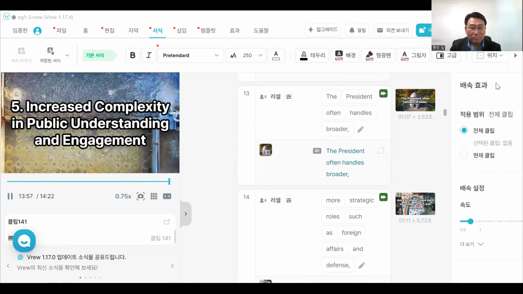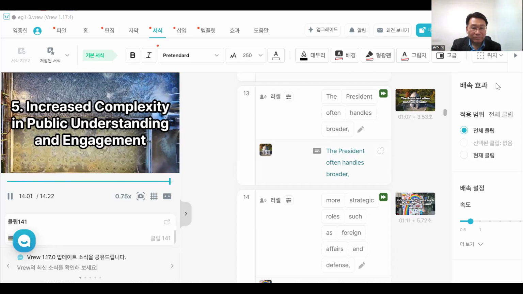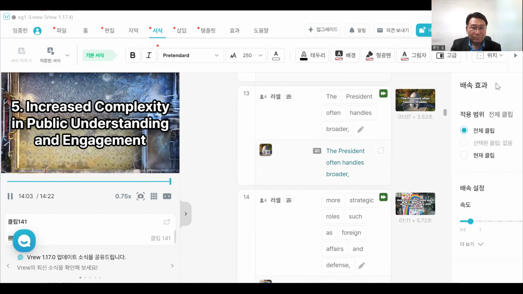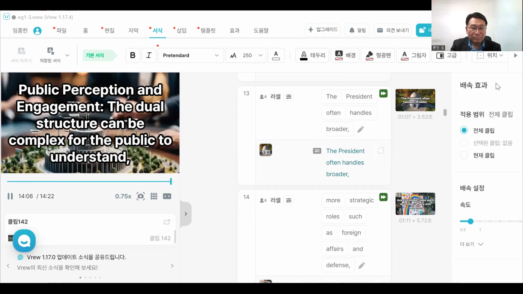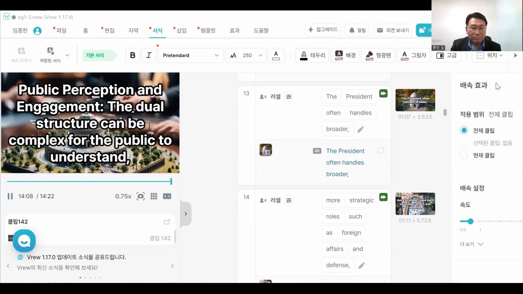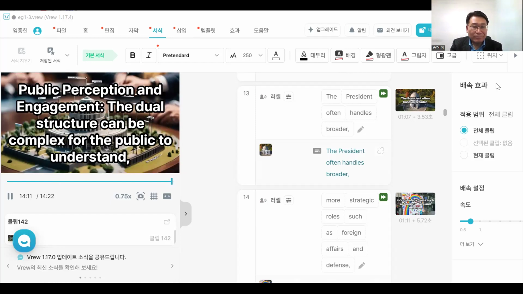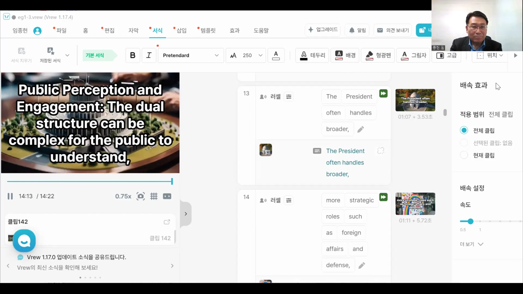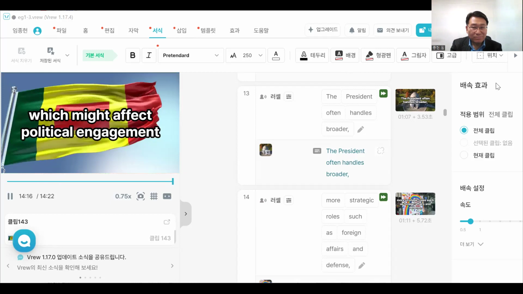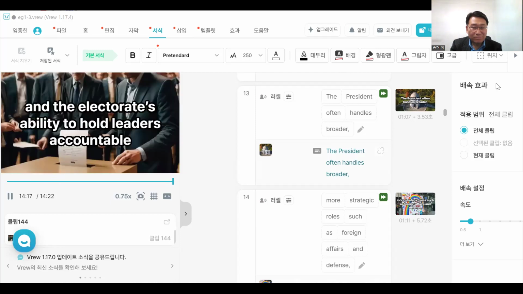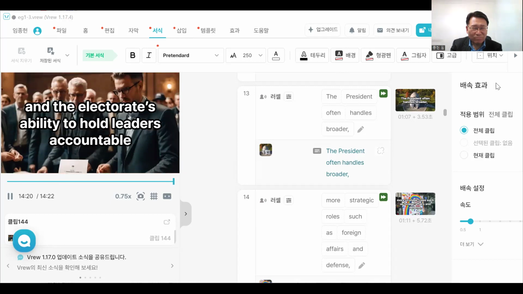5. Increased complexity in public understanding and engagement. Public perception and engagement. The dual structure can be complex for the public to understand, which might affect political engagement and the electorate's ability to hold leaders accountable.